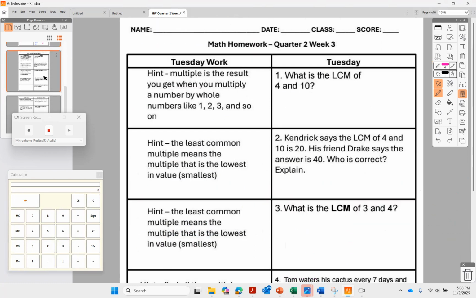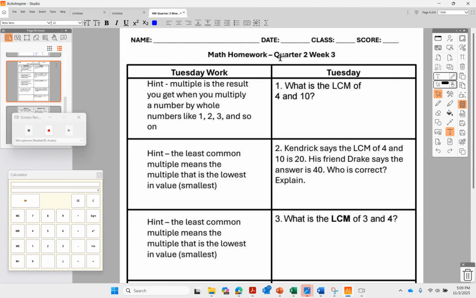Going on to Tuesday, we find the LCM of 4 and 10. So we've done this a few times. The LCM is the multiples, the lowest multiple that you get. And remember, you're multiplying the number by the whole number. So for instance, 4 times 1 is 4. 4 times 2 is 8. 4 times 3 is 12. 4 times 4 is 16. 4 times 5 is 20.